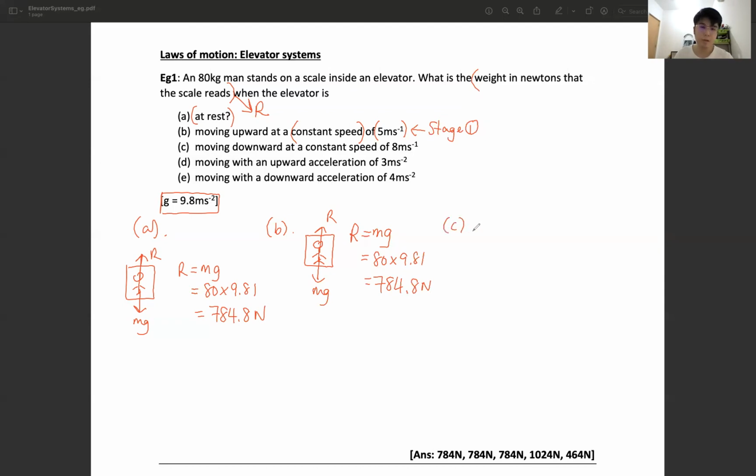C, moving downward at a constant speed of 8. Does the reaction change? No, right? So again, mg, R. If you move downwards with constant speed, acceleration is 0, resultant is 0. So R equals mg. Same answer, 784.8 newtons.